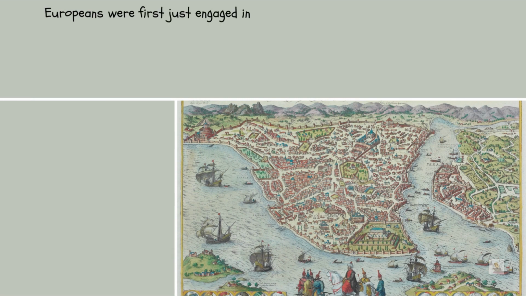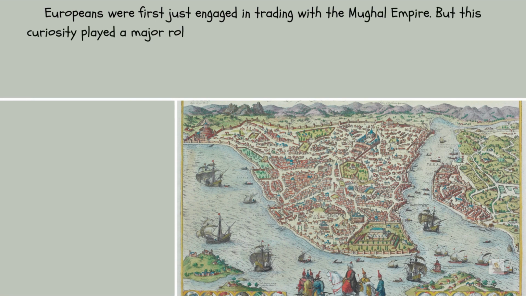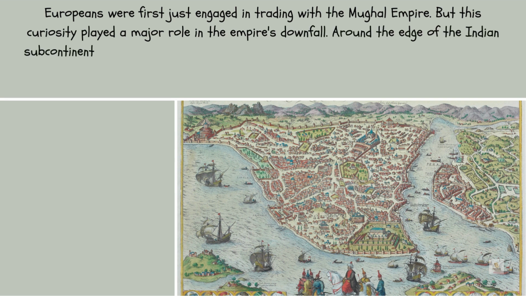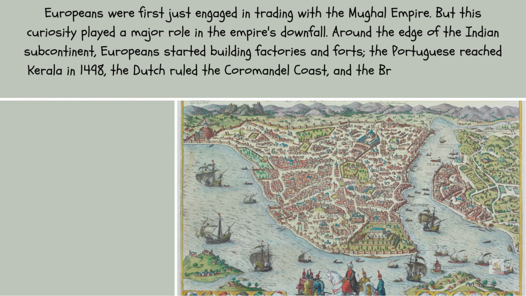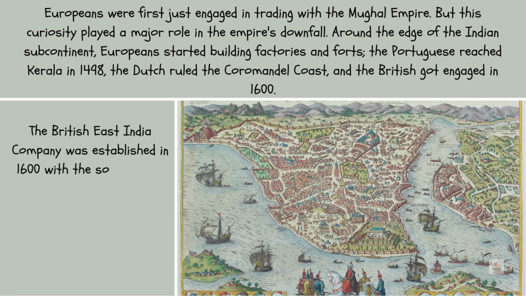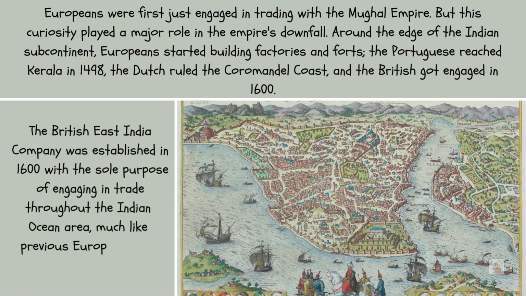Europeans were first just engaged in trading with the Mughal Empire. But this curiosity played a major role in the empire's downfall. Around the edge of the Indian subcontinent, Europeans started building factories and forts. The Portuguese reached Kerala in 1498, the Dutch ruled the Coromandel coast, and the British got engaged in 1600. The British East India Company was established in 1600 with the sole purpose of engaging in trade throughout the Indian Ocean area, much like previous Europeans had done before them.